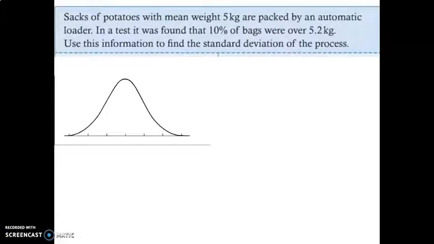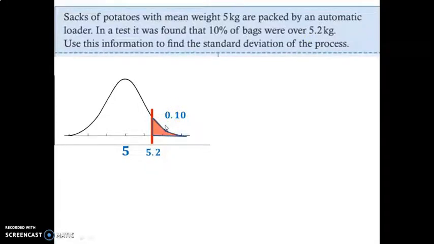Okay, so these problems have a little twist on them. Let's see what this one has here. It says sacks of potatoes with mean weight of 5 kilograms are packed by an automatic loader. In a test, it was found that 10% of bags were over 5.2 kilograms. Use this information to find the standard deviation. Notice the standard deviation was not given to us. So we know the mean is 5. We know that 10% of bags are over 5.2. So here's 5.2 and 10% of bags are there.